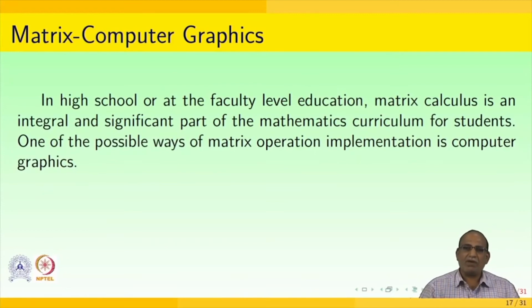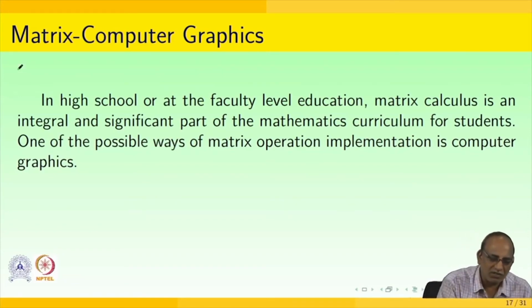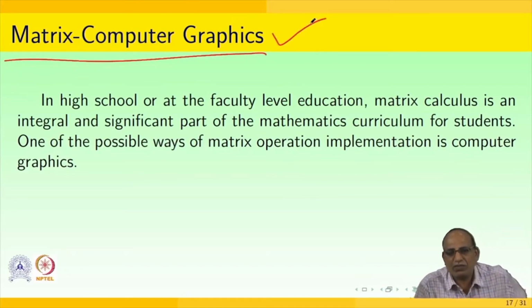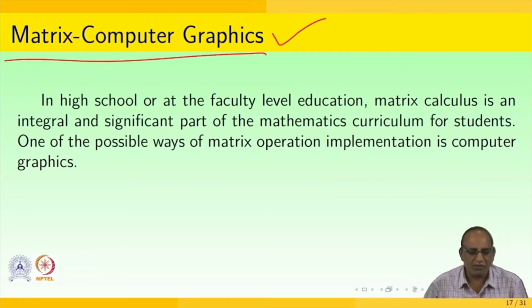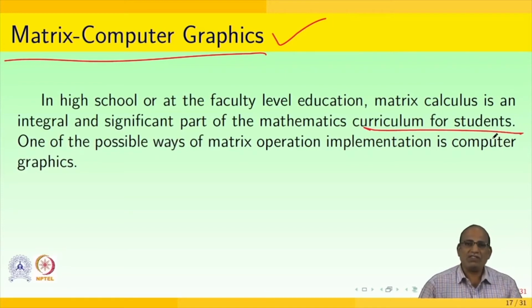So these are some of the applications where we could see computer graphics. In continuation to that, there is something called matrix computer graphics. There is a very specialized name called matrix computer graphics. At the elementary level, matrix calculation is an integral and significant part of the mathematics curriculum for students, as you know very well. One of the possible ways of matrix operation implementation is computer graphics.